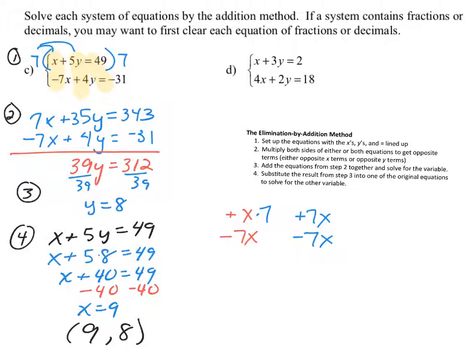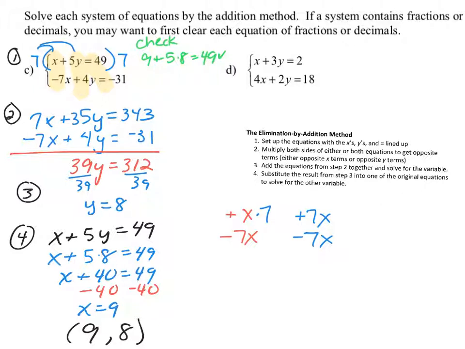And as always, we want to check our answers by going back to the original equations, not the equations that we're using in step number 2, but the actual original equations. Let's look at the first one. It's 9 plus 5y, where y is 8. 9 plus 40 equals 49. It works. That is a solution to the first equation.